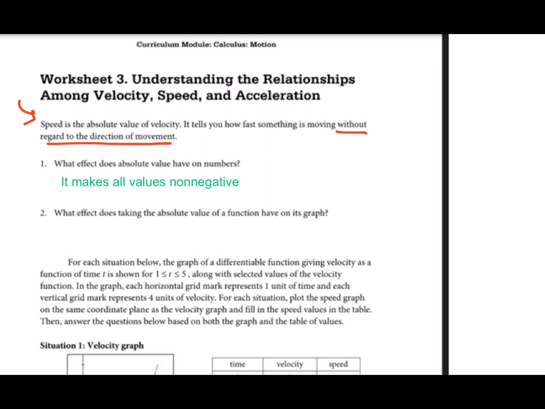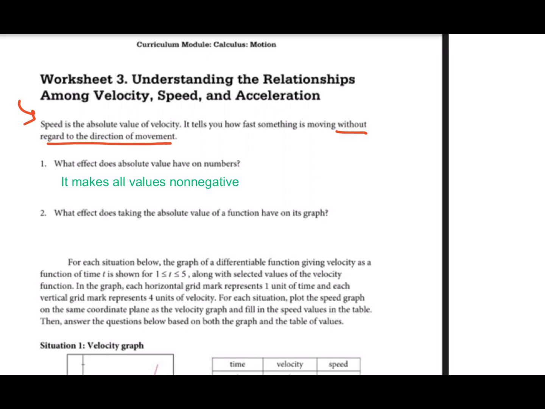Some of you guys might have said that it turns answers positive. I want to make sure that we understand that it makes values non-negative. The absolute value of 0 is 0. That's not a positive number, but it'll turn all negative numbers positive. It keeps positive numbers positive.